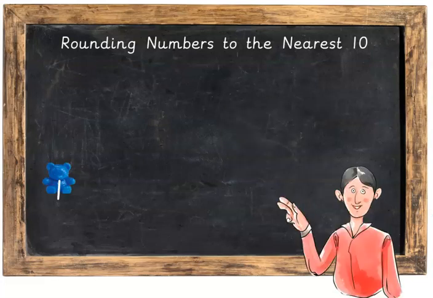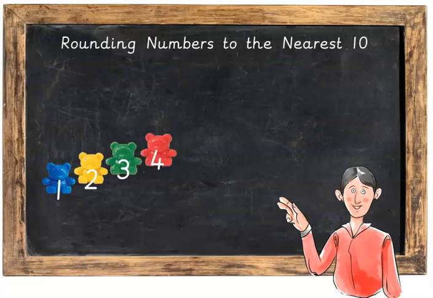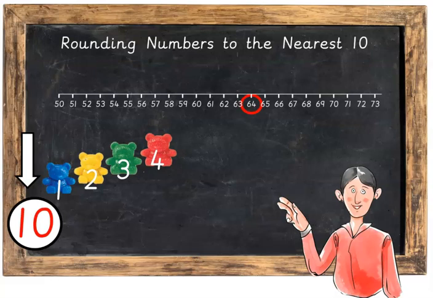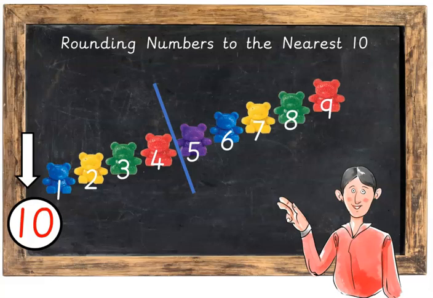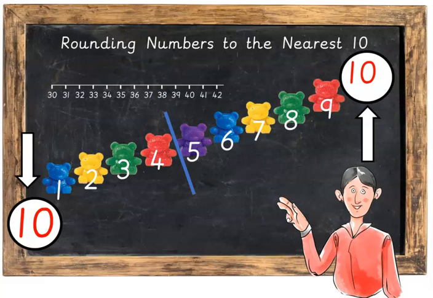Basically, any numbers ending in the numbers 1, 2, 3, 4 will get rounded down to 0 or 10. An example of this would be the number 64. Because 64 ends in a 4, or has a 4 in the units column, that would get rounded down to the number 60. Whereas any number ending in a 5, 6, 7, 8 or 9 will get rounded up to the nearest 10. An example of that would be the number 35. And because 35 ends in a 5 and has a 5 in the units column, that would get rounded up to 40.